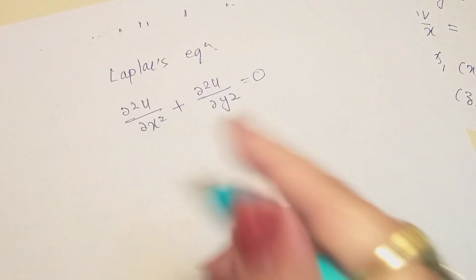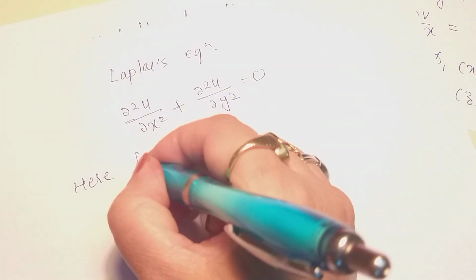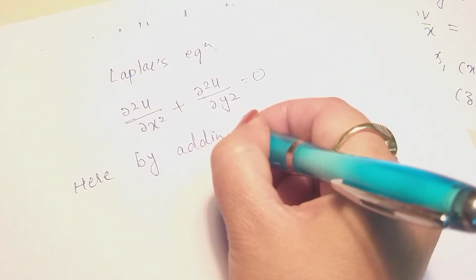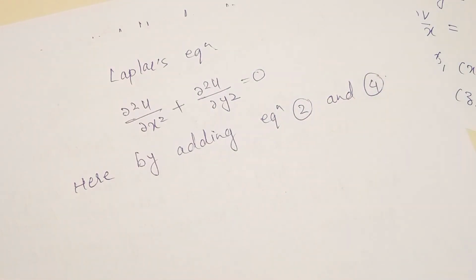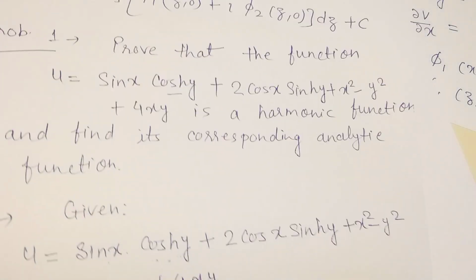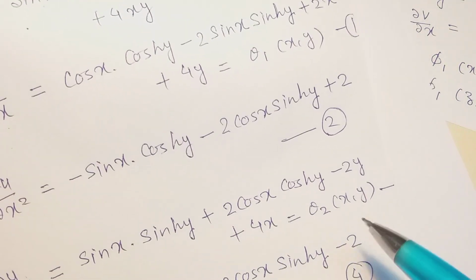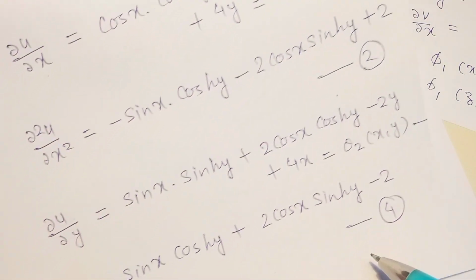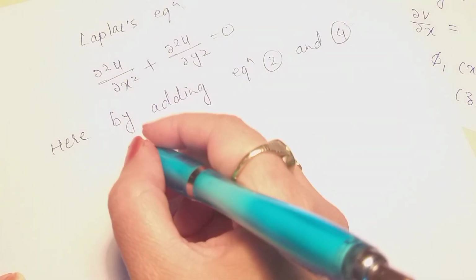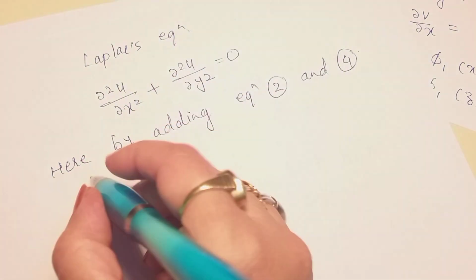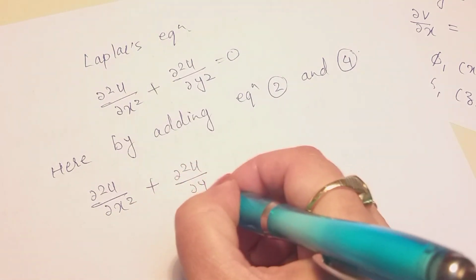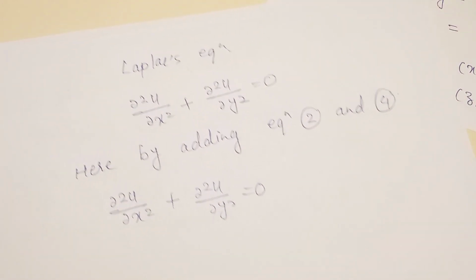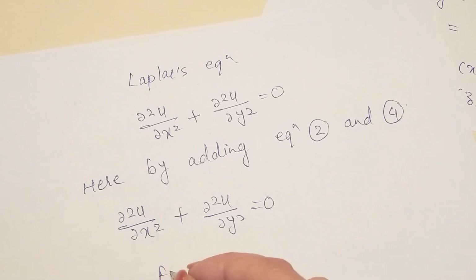Okay. So here by adding equation number 2 and equation number 4, we'll get the same equation, means del square u by del x square plus del square u by del y square is equal to 0, which shows that the function is harmonic.